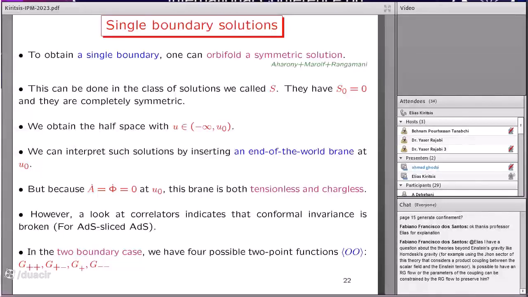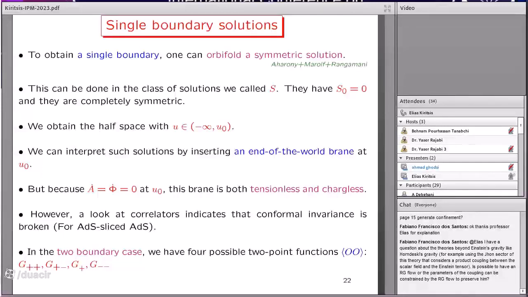This can be done basically in a class of solutions we call S. These are the solutions that have S0 equal to 0, one of the initial parameters being 0, because these are completely symmetric. And in this way, once you orbifold, you will get U that now goes from minus infinity, a single boundary, to some U0. And you can interpret this as an end-of-the-world brane at A0. However, because in this place this is an infrared bounce, which means both A dot and phi dot are 0, the brane you have to put there is both tensionless and chargeless with respect to the dilaton.